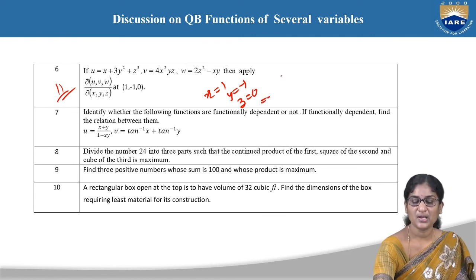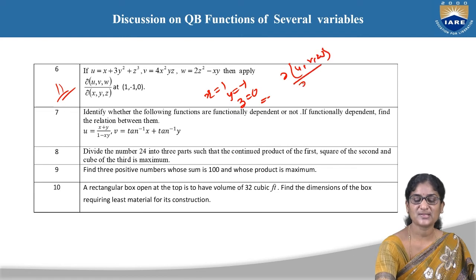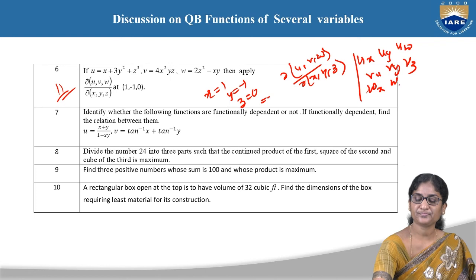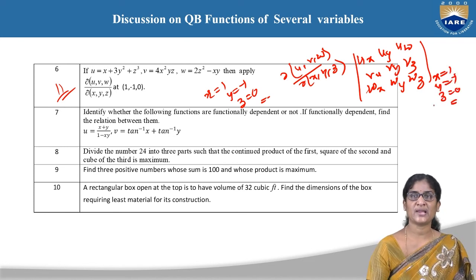After finding out the dou of u, v, w with respect to dou of x, y, z, what is this? It is a matrix determinant of ux, uy, uz, vx, vy, vz and wx, wy and wz. After finding this, you have to substitute x is equal to 1, y is equal to minus 1 and z is equal to 0. So we will get the numerical answer.